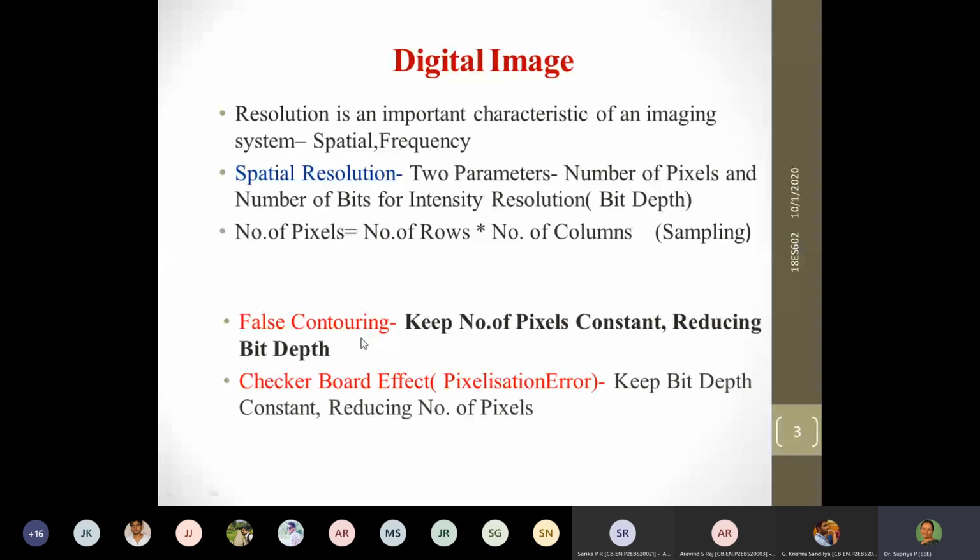It tells us that the image, or what you call the boundary of the image, is not represented properly. The second error that is going to happen is called the checkerboard effect, or the pixelization error. As can be seen, the term pixelization tells us that it happens when we keep the bit depth constant but reduce the number of pixels. We will see an example of each of these here.